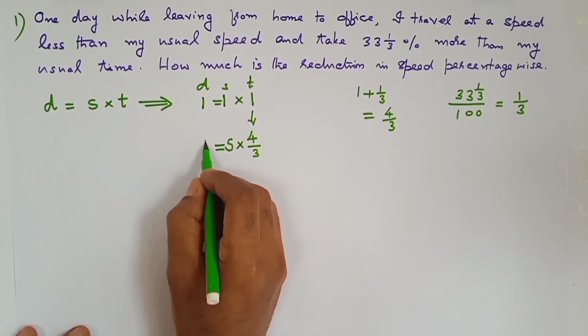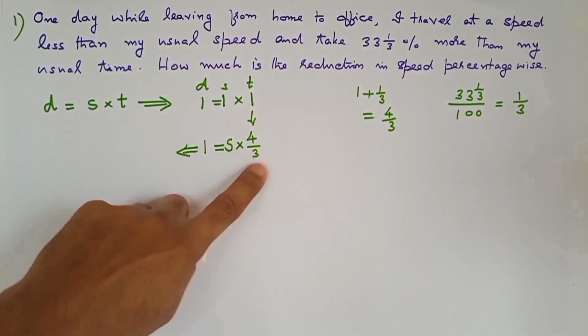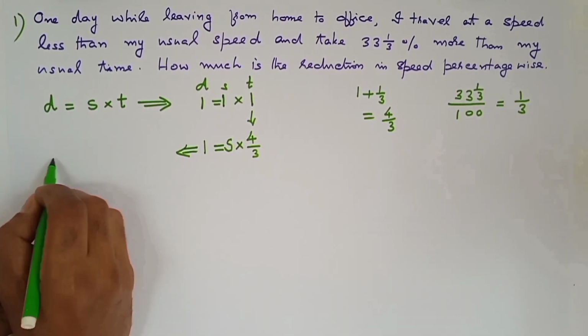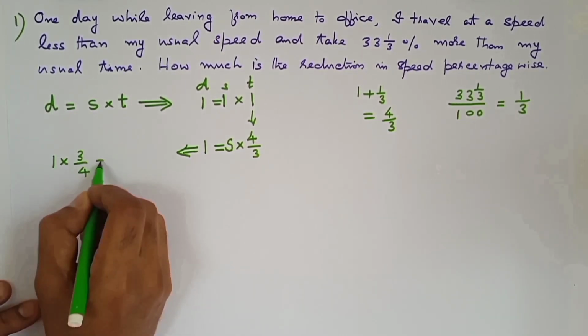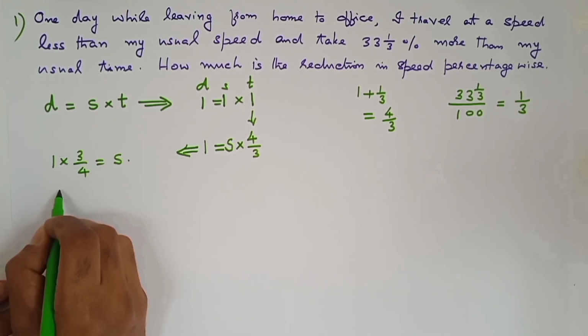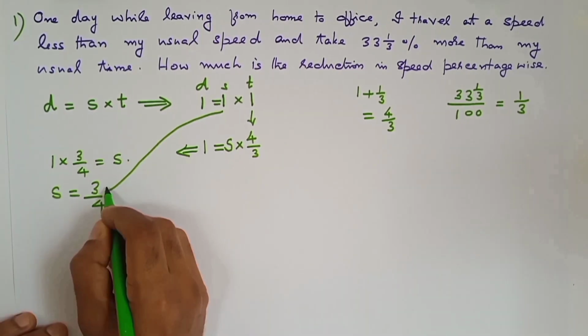So that will be 1 again. And this implies what? Keeping S here, you take 4 by 3 to the left side. So you will have 3 by 4 equal to S. That means S is equal to 3 by 4. So what do you observe?